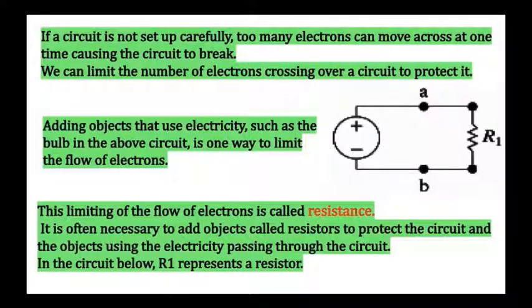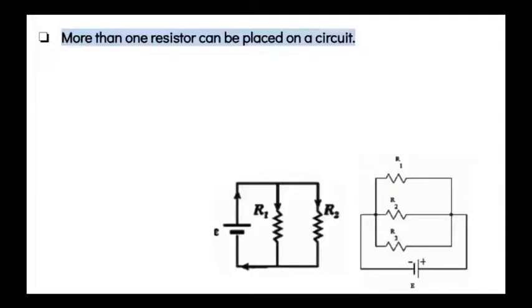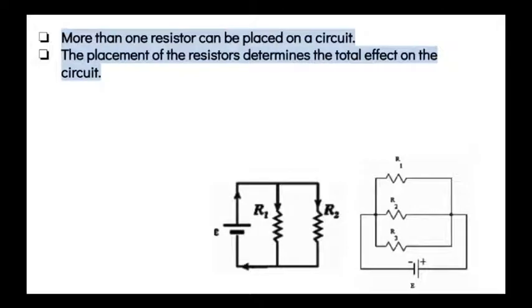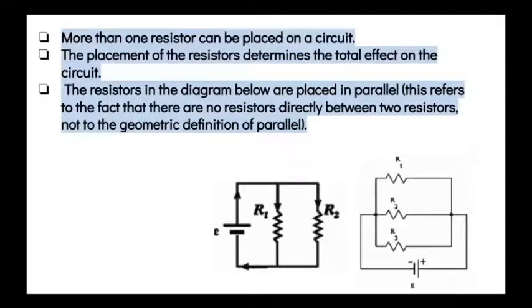It is often necessary to add objects called resistors to protect the circuit and the objects using the electricity passing through the circuit. More than one resistor can be placed on a circuit. The placement of the resistors determines the total effect on the circuit. The resistors in the diagram below are placed in parallel. This refers to the fact that there are no resistors directly between two resistors, not the geometric definition of parallel.